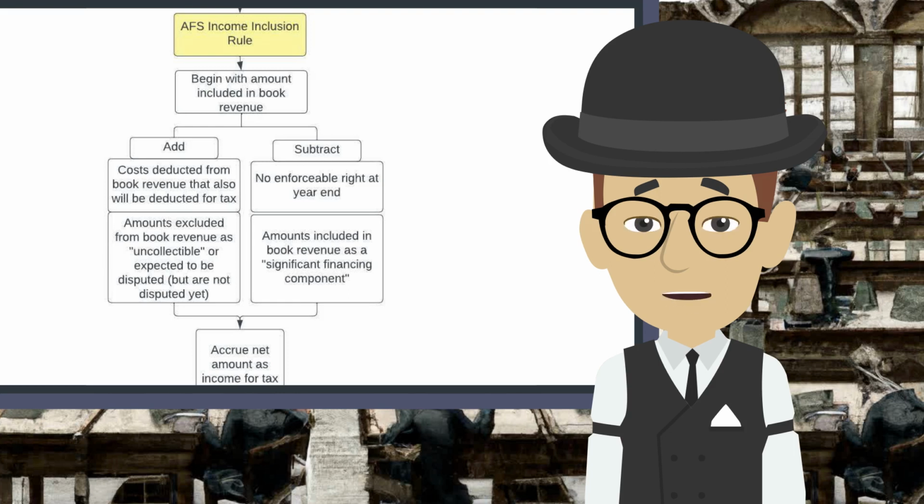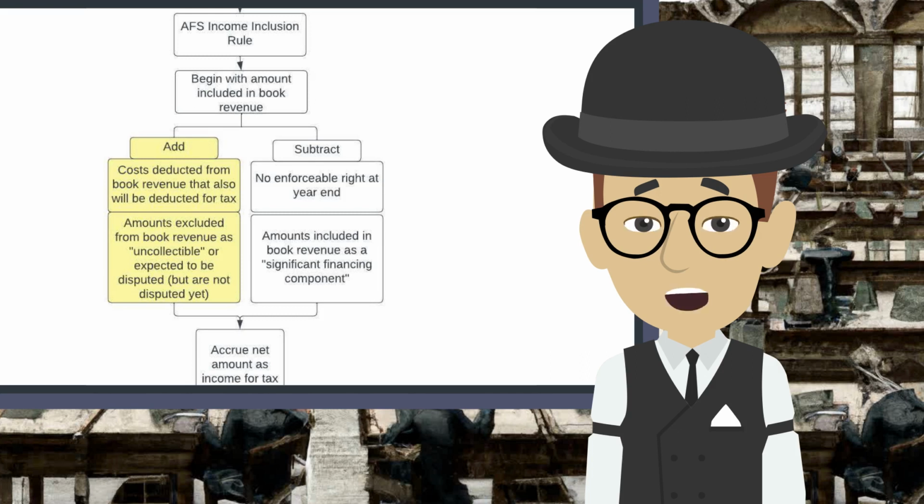Under the AFS income inclusion rule, you start with the amount that you are including in your book revenue for the year, and you add to it amounts that have already been subtracted from that amount for book purposes and that are also going to be deducted separately for tax purposes. Things like cost of goods sold or other costs that will be deducted as business expenses for tax purposes. Adding these amounts back to the book income before you include that amount in taxable income is just a way of making sure that you don't deduct the same amount twice for tax purposes.